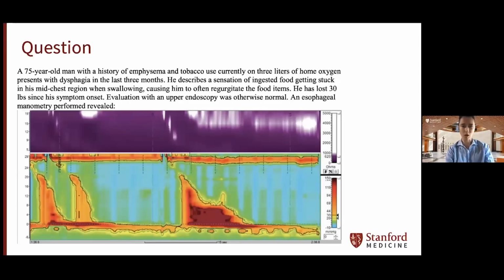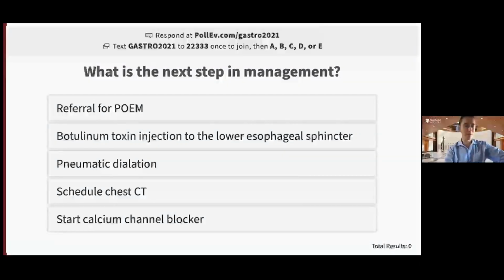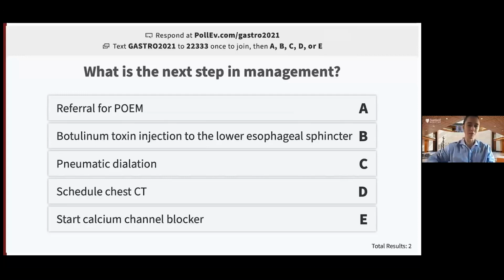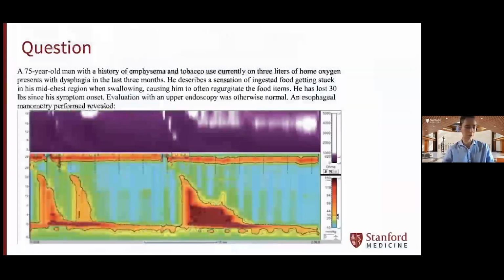So we'll go to the question and then come back to the manometry. So the question is, what is the next step in management? A, referral for POEM, B, Botox injection to the lower esophageal sphincter, C, pneumatic dilation, D, schedule chest CT, or E, start a calcium channel blocker. And we can look at the options in the poll app, and in the meantime, we can review the manometry findings again.